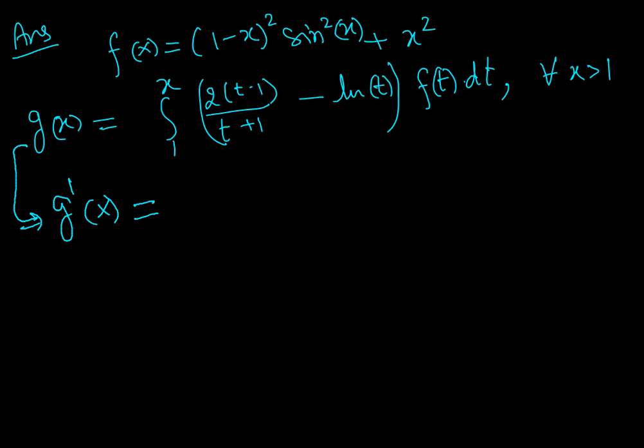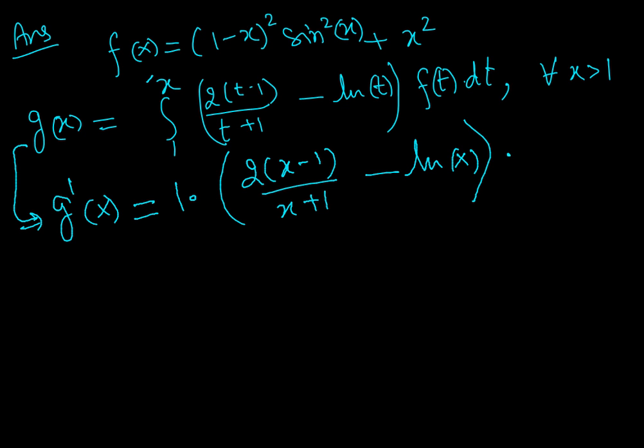If you are differentiating this expression, differentiate x, that will give you 1 into, in place of t you will put x, that will give me 2 times (x minus 1)/(x plus 1) minus ln x into f(x). So this is my g'(x). Wherever this is positive, the function g(x) will be increasing, and wherever this is negative, the function g(x) will be decreasing. Now you can see f(x) has a square, so this cannot change its sign. That means this quantity is surely positive, or rather non-negative.